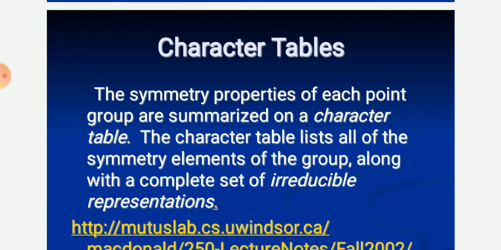Today's topic is character table. Okay, so what is the character table? The symmetry properties of each point group are summarized on a character table. So the character table lists all of the symmetry elements of the group along with the complete set of irreducible representations. Okay, so the character table is just a collective data of the operations or characters of a particular point group.